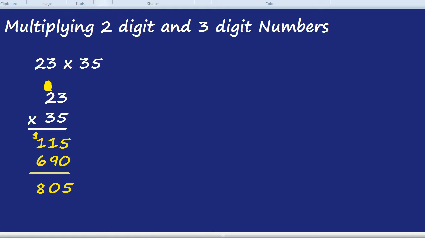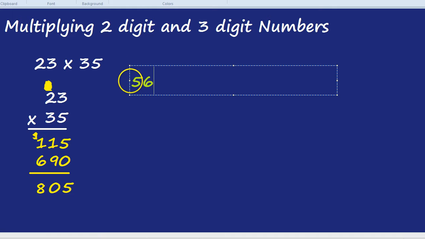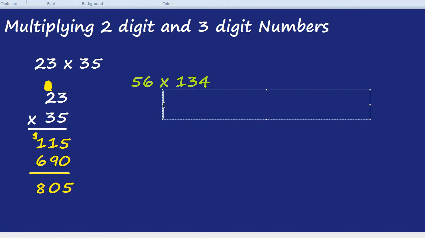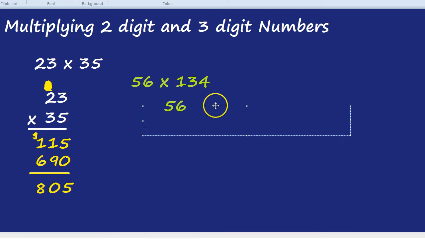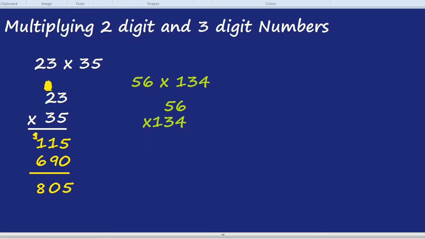Let's do a 2-digit number multiplied by a 3-digit number. For example, 56 multiplied by 134. Again, if we write them one on top of the other, so 56 and multiplied by 134, and then right beneath each other like so. Let's get started. What's our first multiplication?